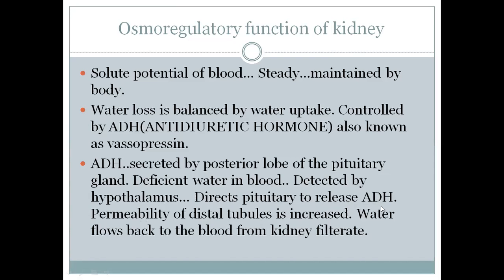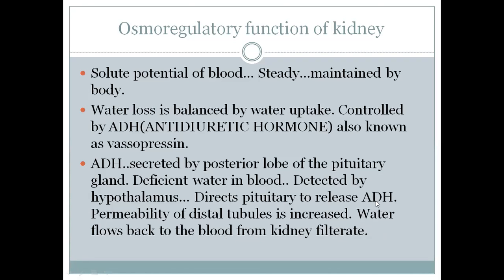Antidiuretic hormone is very important in water conservation. It is very important in reabsorption of water from the urine back into the body. If there is less water in the blood, then antidiuretic hormone is going to be produced so that the water can be reabsorbed back into the body, into the blood. Water flows back to the blood from the kidney filtrate in the presence of antidiuretic hormone.